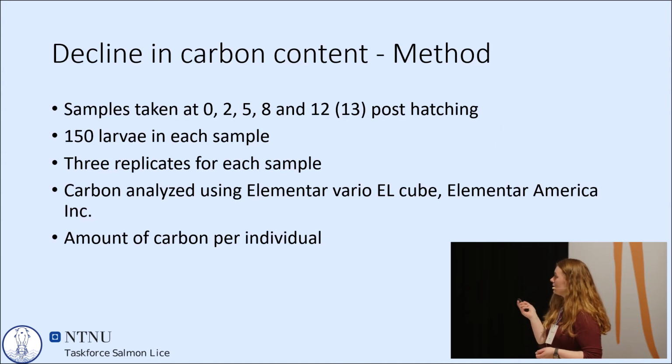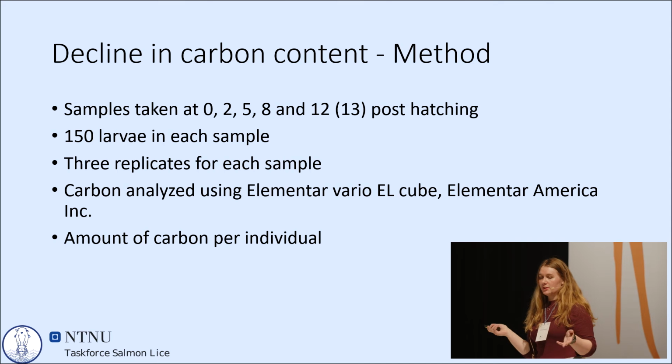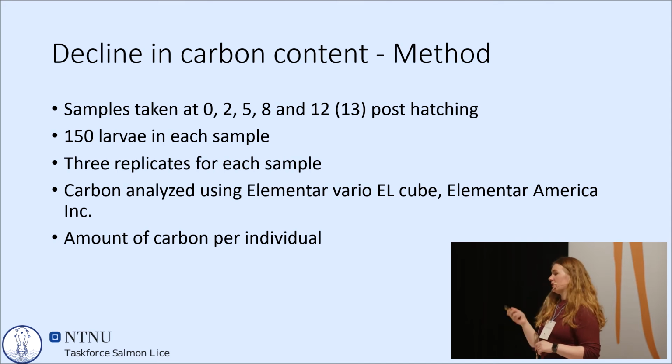And now over to our other experiments, the decline in carbon content. Here samples were taken at 2, 5, 8, and 12 days, 13 for the Caligus elongatus, post-hatching. There were 150 larvae in each sample, and we did 3 replicates per sample.